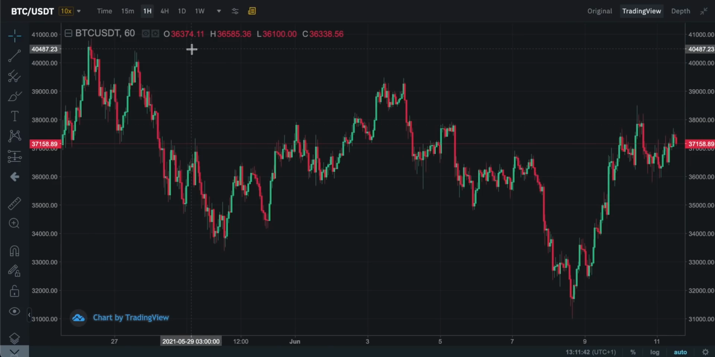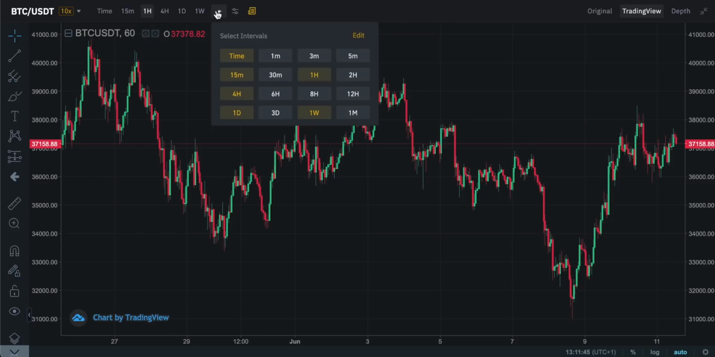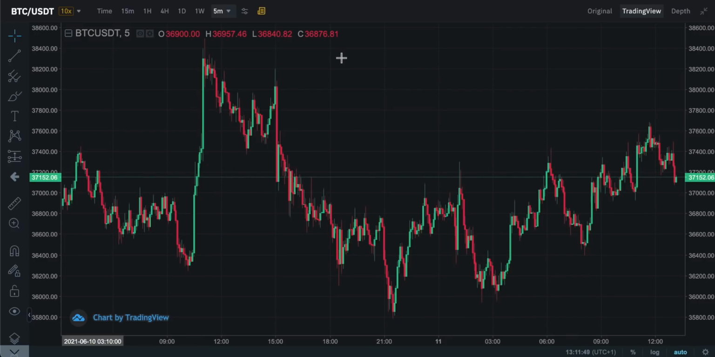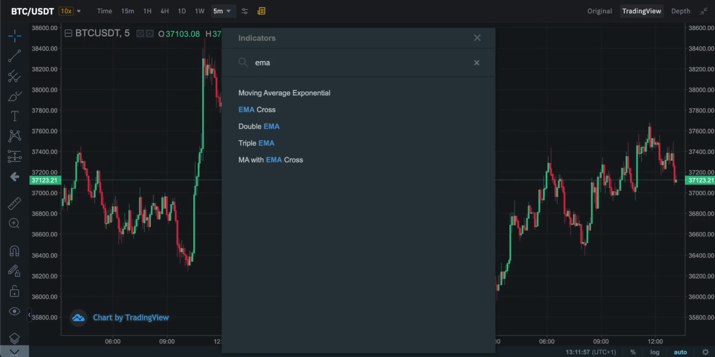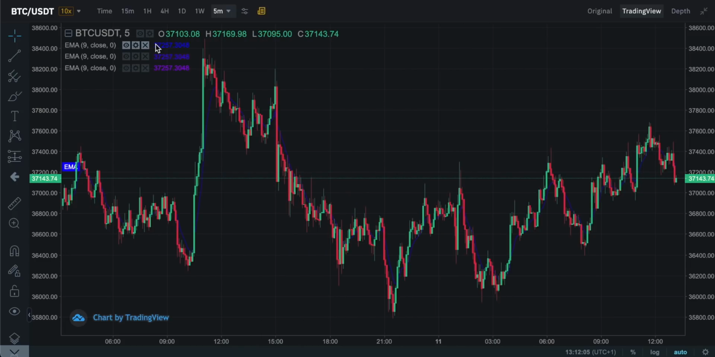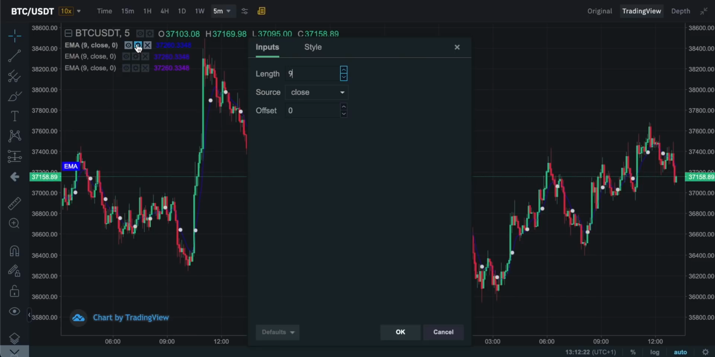So firstly on Binance right now, I'm going to change this to a 5-minute chart right here so we can see exactly what's happening over 5 minutes. And then I'm going to choose technical indicators, type in EMA and it should come up. You can see moving average exponential. So click on that 3 times because I want to add these 3 EMAs. Then we can go over to the format option and change it.